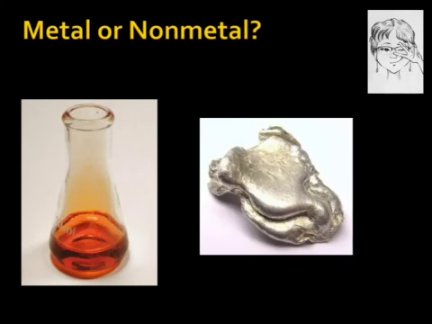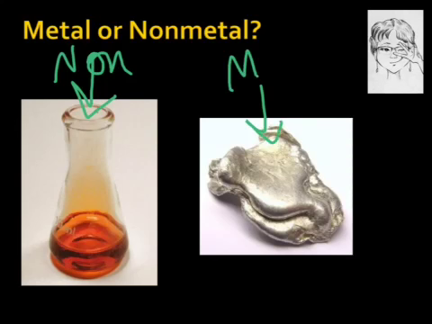Now, if you had to pick which one of these two elements was the metal and which one was the nonmetal, which one do you think is which? If you said this one was the nonmetal, you are right. And this one is the metal. So we can use properties to determine if something's a metal or a nonmetal. This shiny one is the metal, and this colorful liquid is the nonmetal.